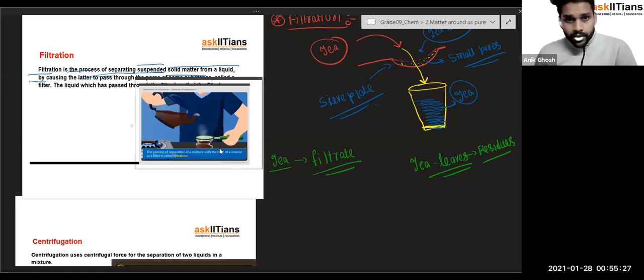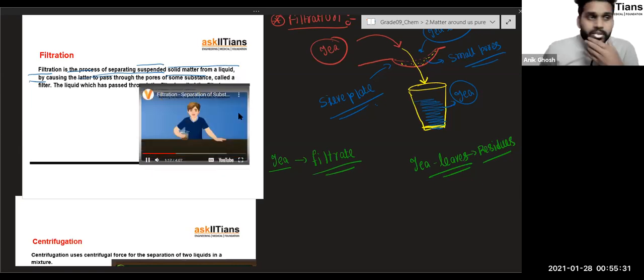So for the tea process, we are using a strainer. But if you think about the water purifier, there we generally call them filters, isn't it?